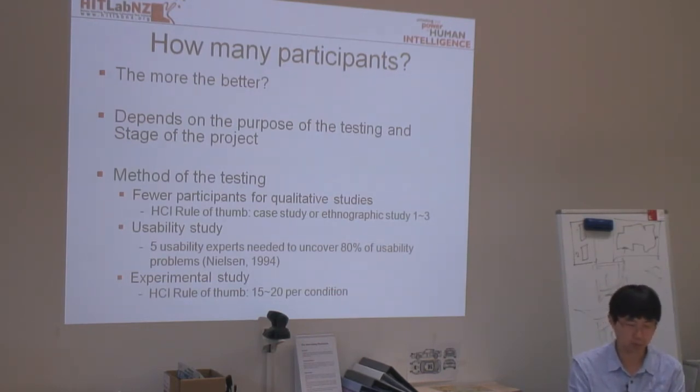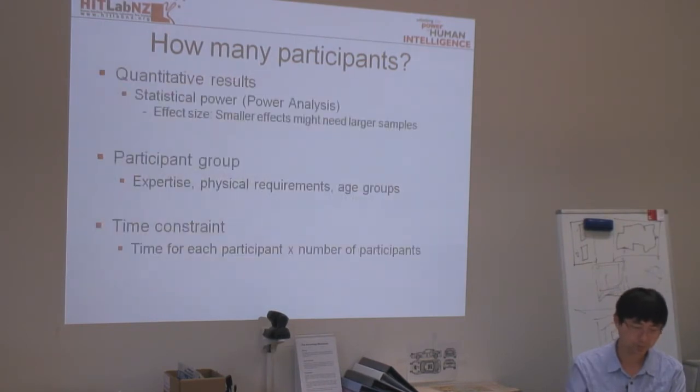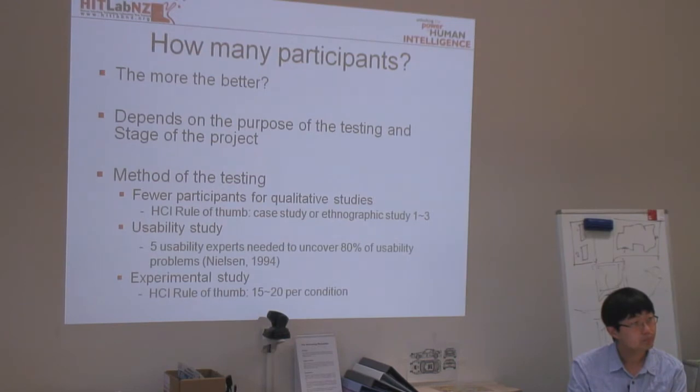We'll go into more detail on how to decide your number of participants later on when we talk about the statistical tools. But anyway, as a rule of thumb, you can expect around 15 to 20 when you're doing an experimental study.